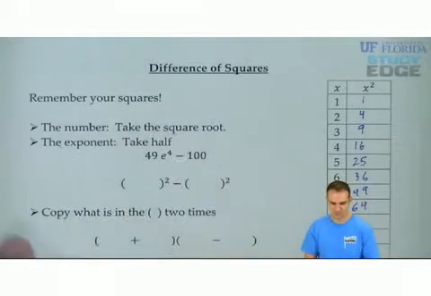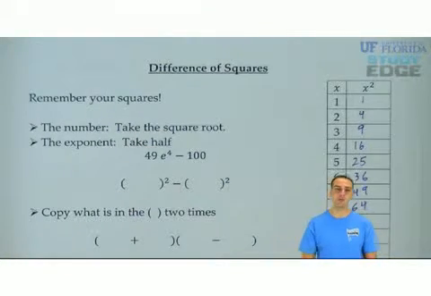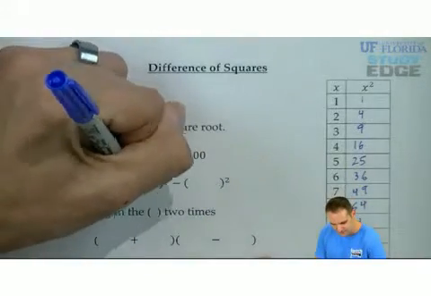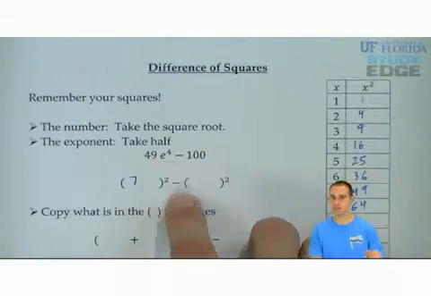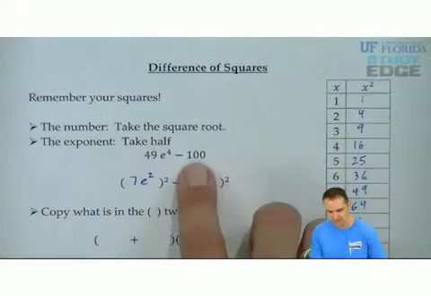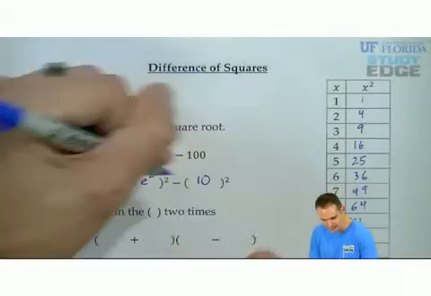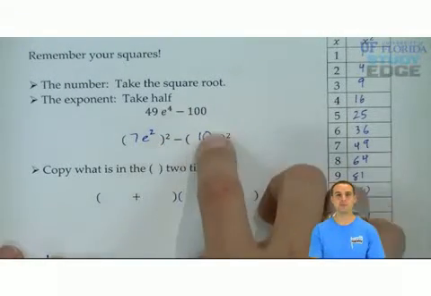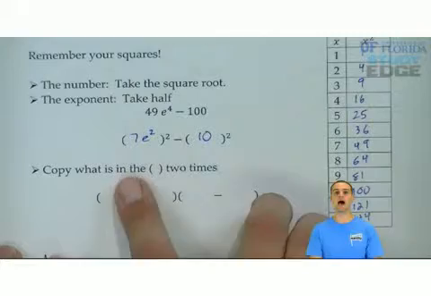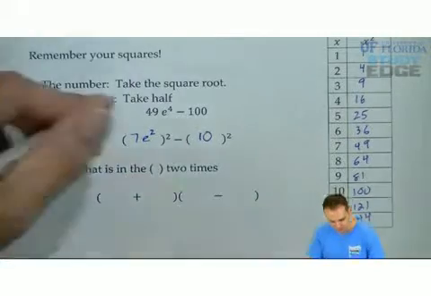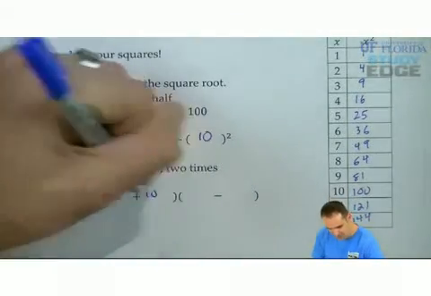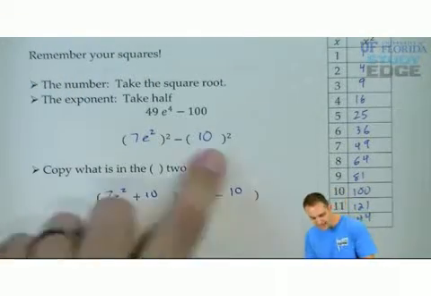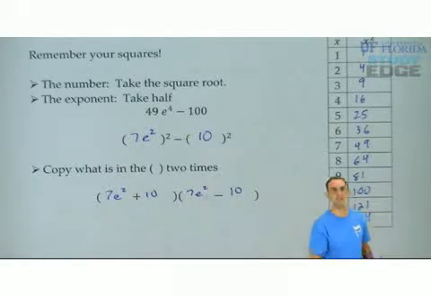You're going to take the square root of numbers and take half the exponents. So the quick way to factor this is, ready? 49, that's a perfect square. That's 7 and 7. e to the fourth, you cut it in half, e squared. And 100, that's 10 times 10. So then, to finish factoring this, because I just rewrote them all as perfect squares, we're going to copy what's inside 2 times. We're going to have 7e squared 10, 7e squared 10, and that's actually the factored form, one plus, one minus.